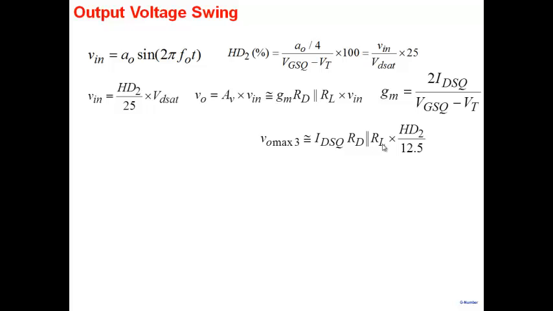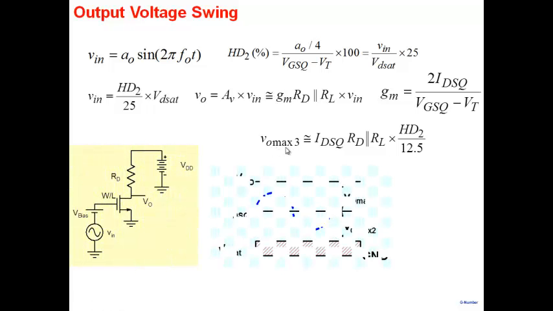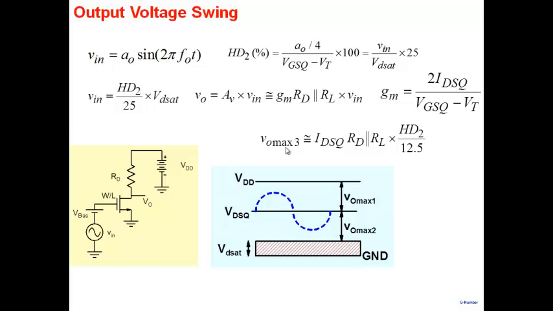We get an expression for swing which is limited by distortion here. All that we have done is taken this GM here, put it here, and V in, instead of V in here, we have taken HD2 by 25 into VD sat and simplified, and we get this expression here. An expression for how much swing you can get, limited by the harmonic distortion. If you are limited by 5% harmonic distortion, you put 5% here, and whatever is the bias current and RD parallel RL, that will decide the maximum swing that you can get. Okay. So back again then.